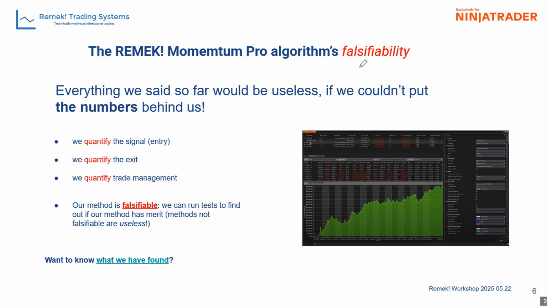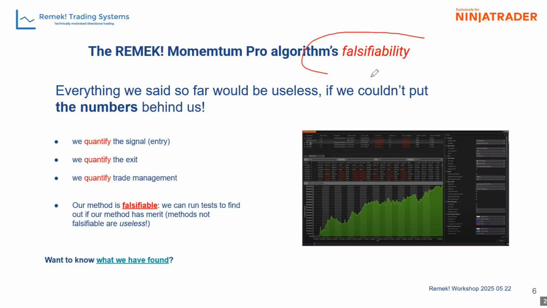Falsifiability is a scientific term. It means that our entry is quantified, our exit is quantified, which means defined mathematically, and all the trade management rules are quantified, and all this is volatility-based. What this means is that I can run a test and find out if our method has merit. And this is crucial. If I'm not able to build something that's falsifiable, that's basically just an opinion, and an opinion cannot be disproven.